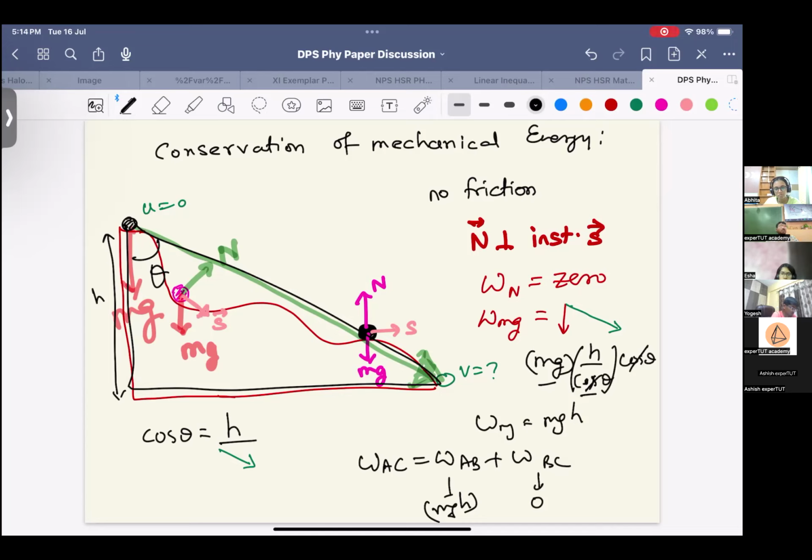Work done by normal is 0 if... no, suppose you are in a lift and the lift is going up, then in which direction is the normal acting? But when the displacement is upwards, will normal do work? Yes, in that case normal will do work. In this case normal is not.